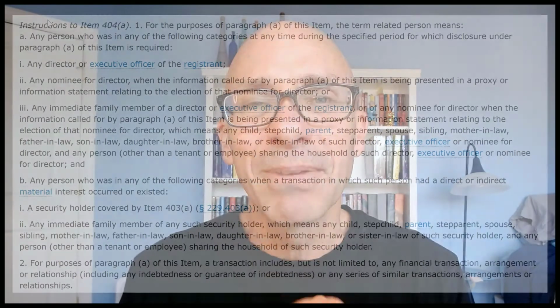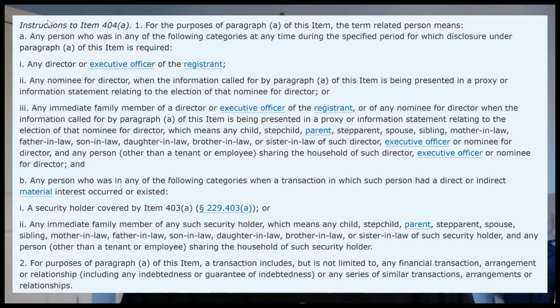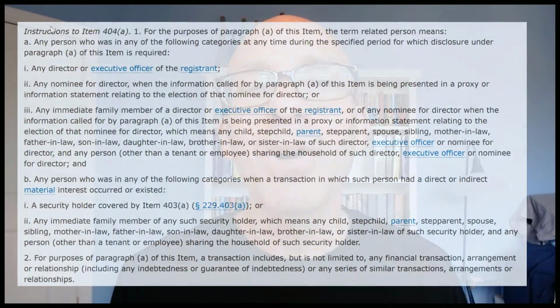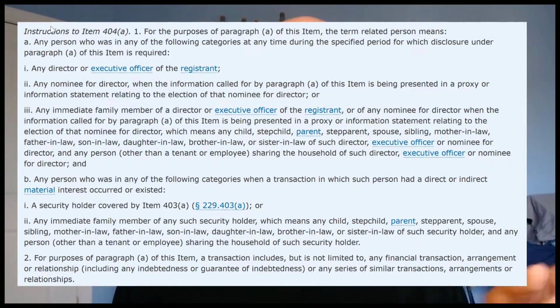Instruction 1 is the lengthiest instruction probably in all the SEC's regulations, but let's talk about a little piece of it here. Instruction 1 to Item 404(a) gives you the definition of related person. So it's a director or an executive officer of the company or an immediate family member, a director nominee or an immediate family member, and then 5% holders. So what does immediate family member mean? How far down do you go? Instruction 1 gets you pretty far down there: brother-in-law, sister-in-law, as well as any person other than a tenant or employee sharing the household.